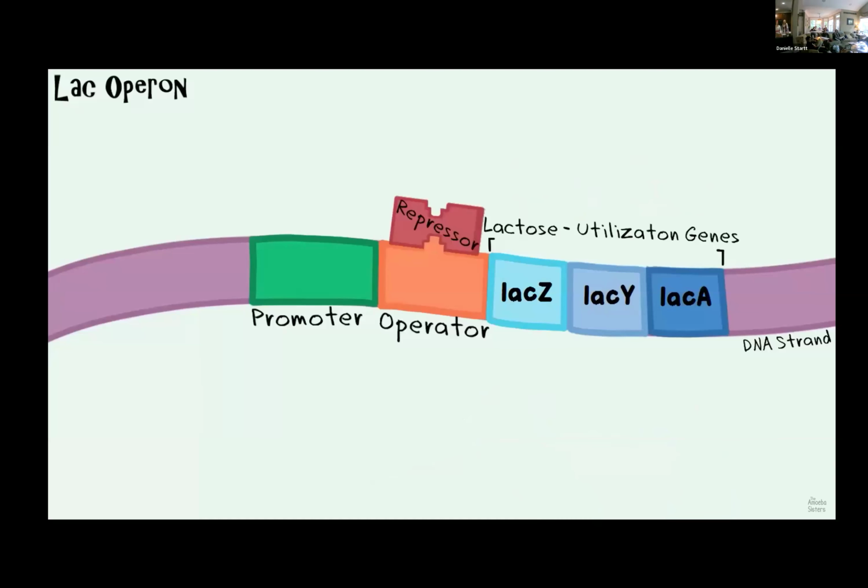Here's the repressor. There's actually a gene here that codes for producing the repressor. See this gene that we call I?